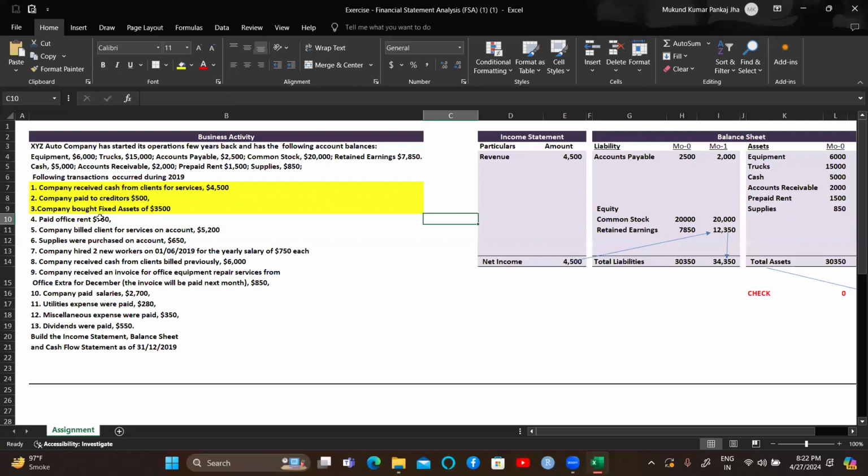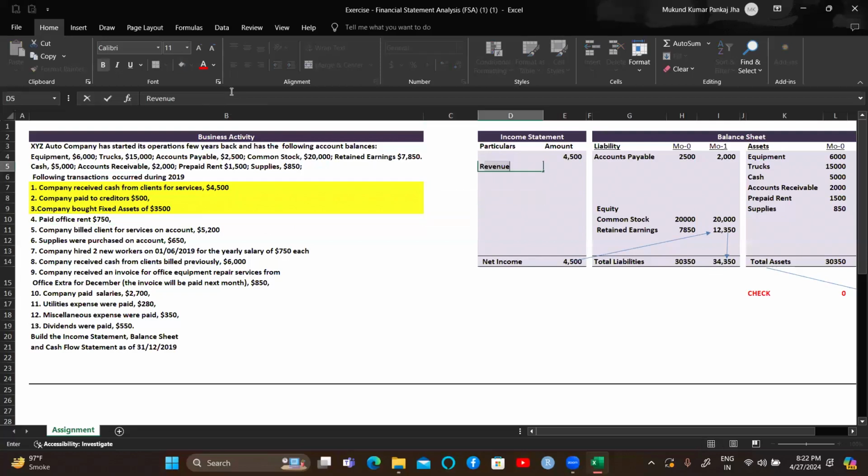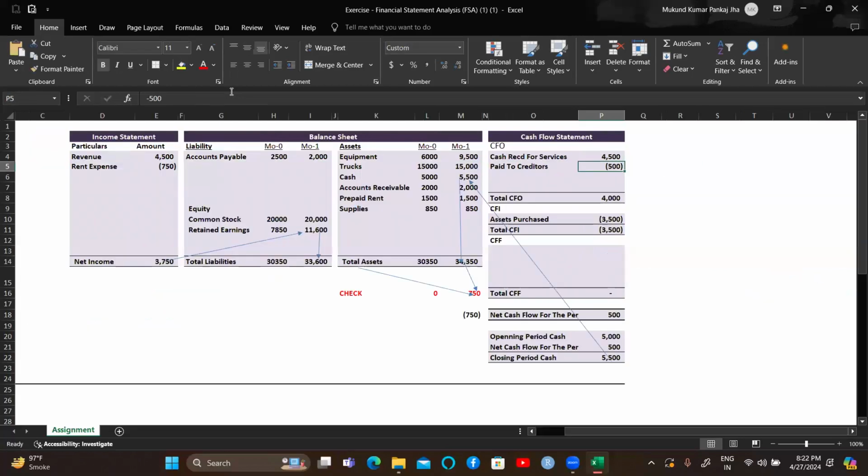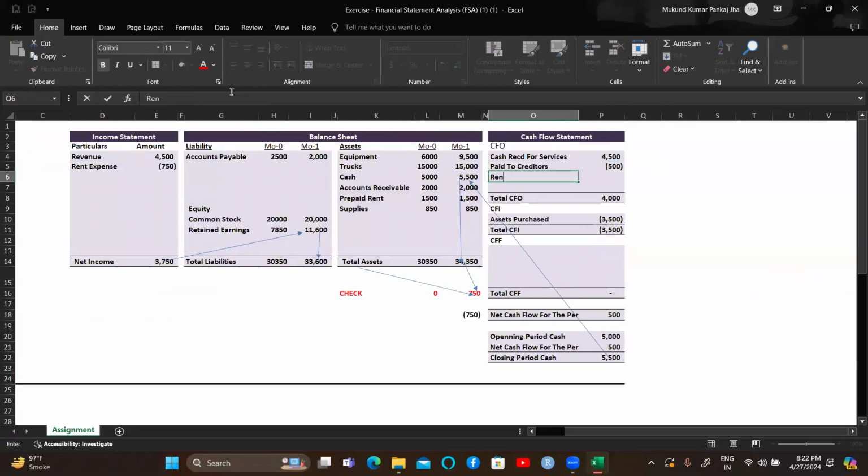Office rent 750 rupees. This is rent expense for me. That is 750 rupees. Rent paid. That is 750 rupees.